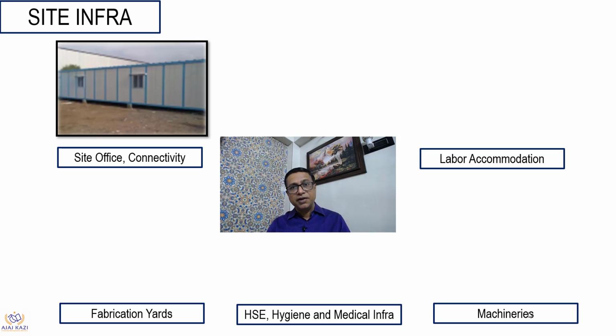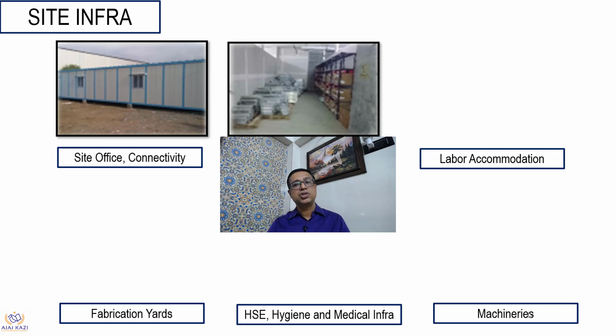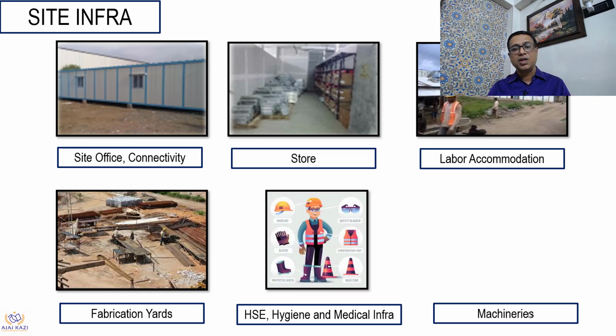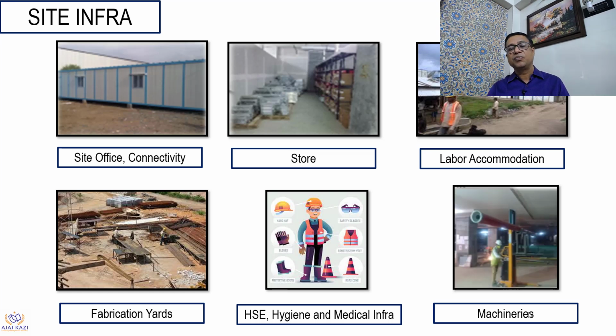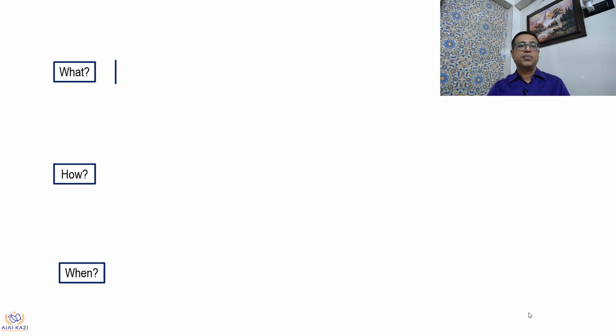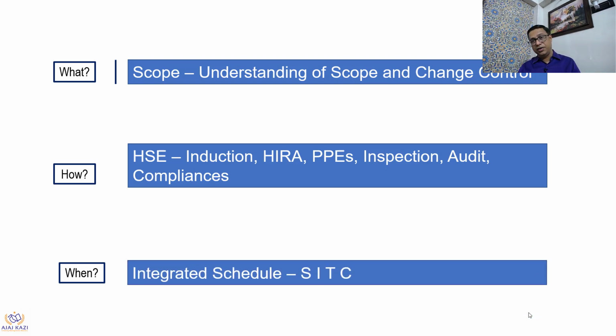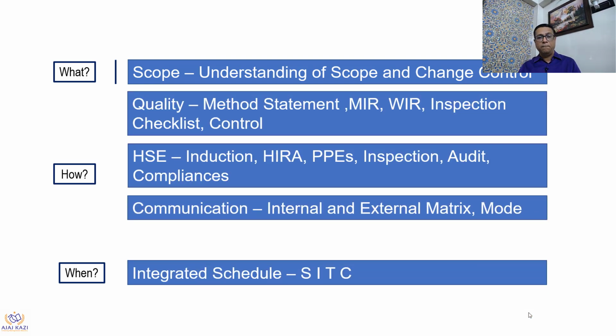Then we have site infrastructure, the site office, mostly the connectivity of the site office to your back office, or wherever you want to connect. You need to have a mobile connection, you need to have Wi-Fi, all those things. Then store, labor accommodation, fabrication yards where you can peacefully do your fabrication outside, rather than doing everything at site. HSE and medical infrastructure, and you need special machineries to expedite the work, because everything cannot be done manually. Then planning, as I said, tells about what to do, how to do, and when to do. This is very important when it comes to planning.